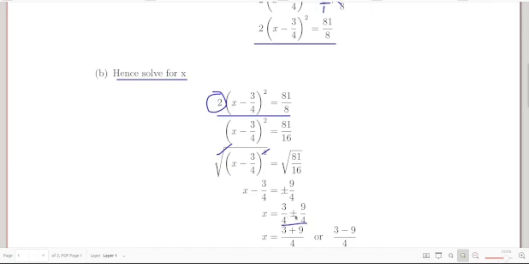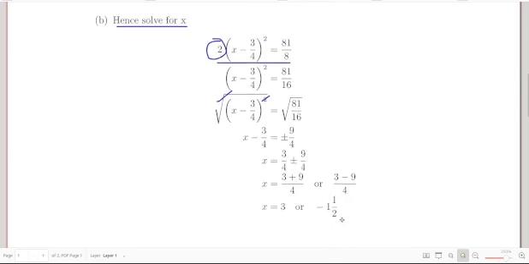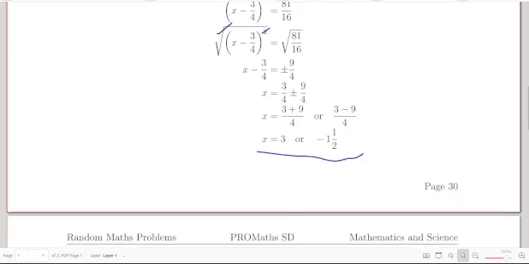From here, if you have a plus minus, that simply means you're going to have two solutions. The first one is going to go with the positive, so that's your 3 plus 9 all over 4, same denominator there. And then the other one is going to go with the negative, so it's 3 minus 9 all over 4. And then if you simplify those two, this is your solution.